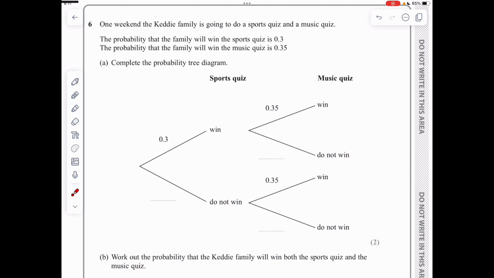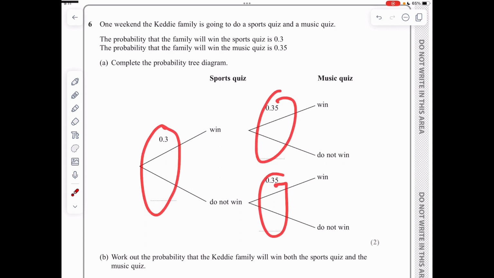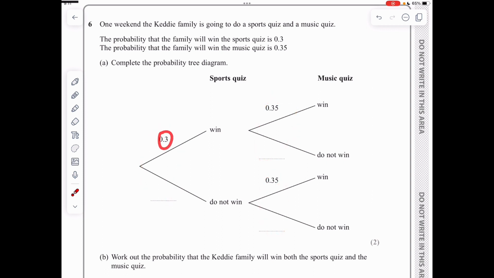So we know that for each quiz, we either win or not. So the sum of the probabilities should be 1. So if this is 0.3, then this must be 0.7. 0.35 means that 0.65 is the probability of not winning the music quiz, and 0.65 goes here as well.